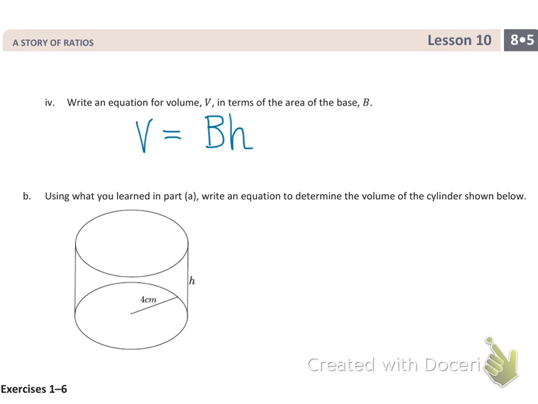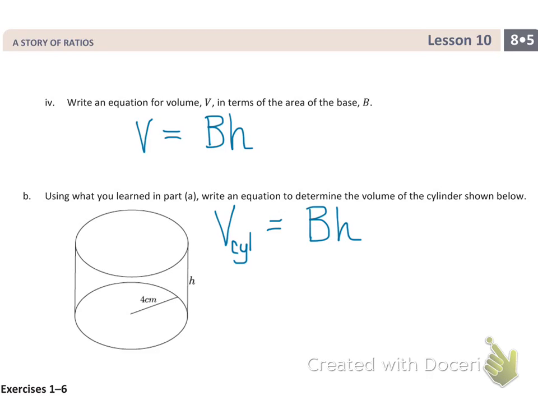Okay, so part B says, using what you learned in part A, write an equation to determine the volume of the cylinder shown. Okay, so they're hinting at we could use the same idea for a cylinder as we did for a prism. And that's going to actually turn out to be true. So what is true is that the volume of a cylinder is equal to the area of the base times the height.